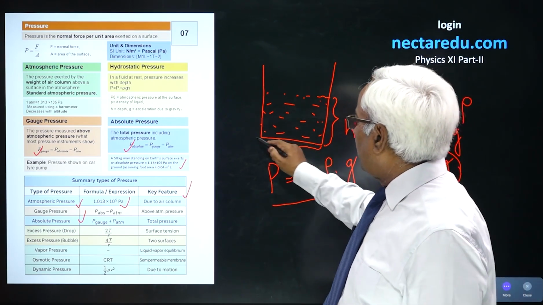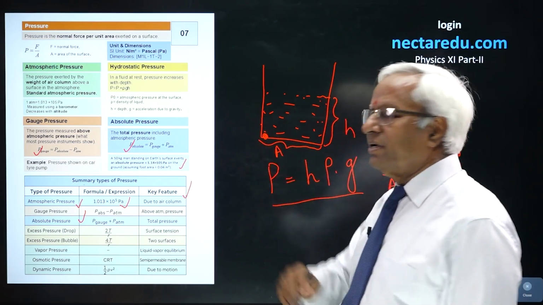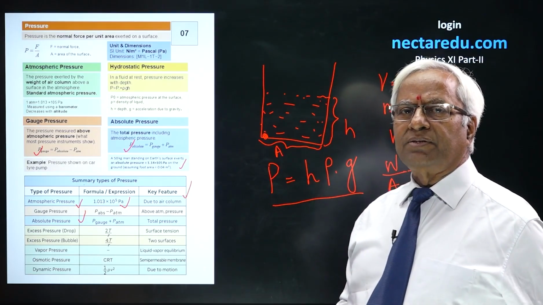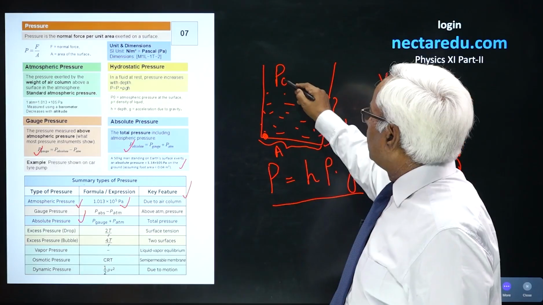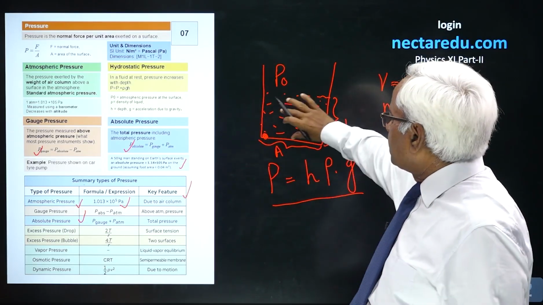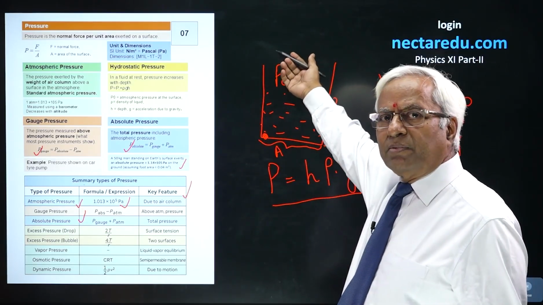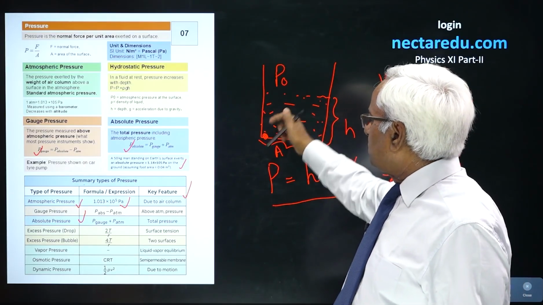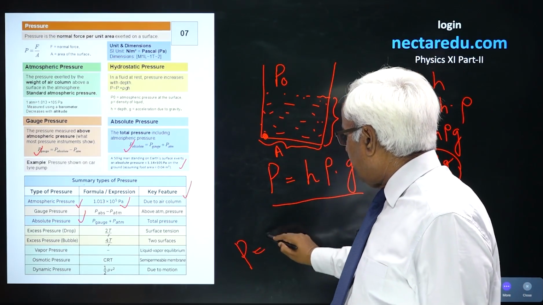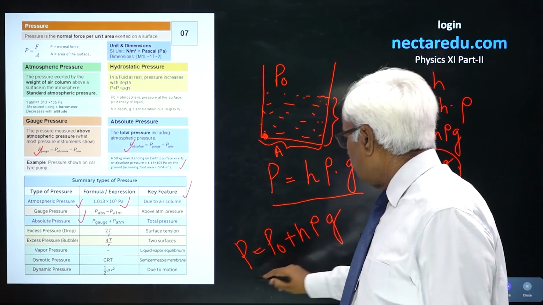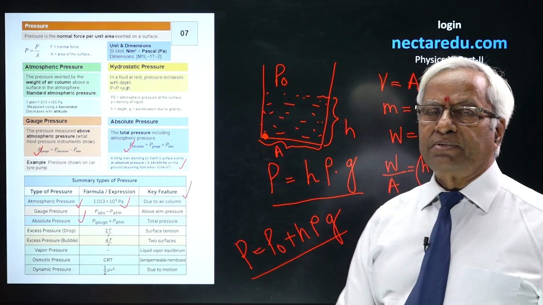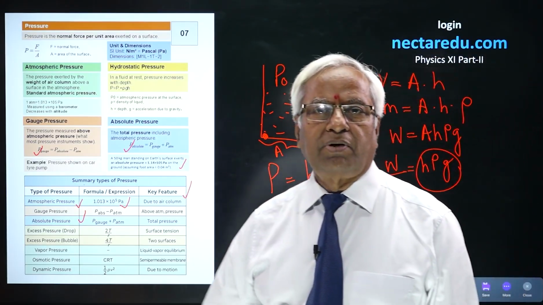Now, you want to find the total pressure over here. Hydrostatic pressure, I told you, is equal to H rho g. But you already know that atmospheric pressure is everywhere. Above this liquid column, there is already 1 atmospheric pressure. You add the two and you will find the total pressure as P0 plus H rho g. This becomes the absolute pressure at the bottom of the liquid.